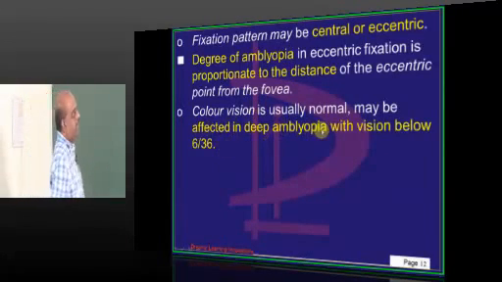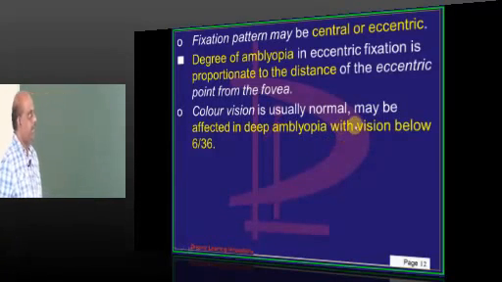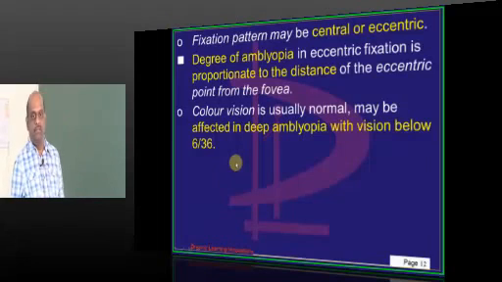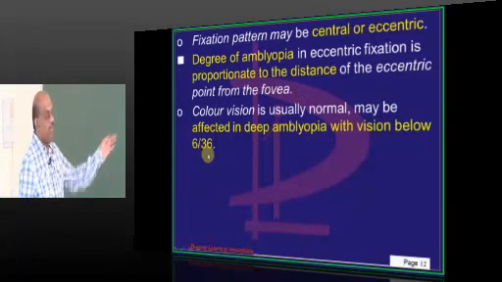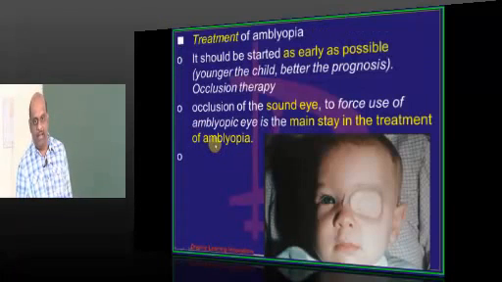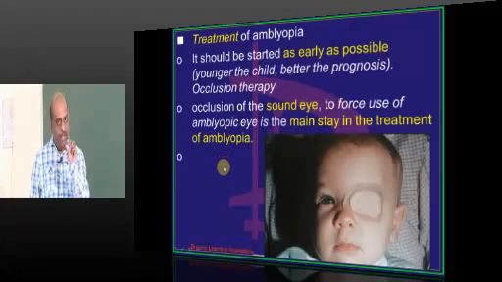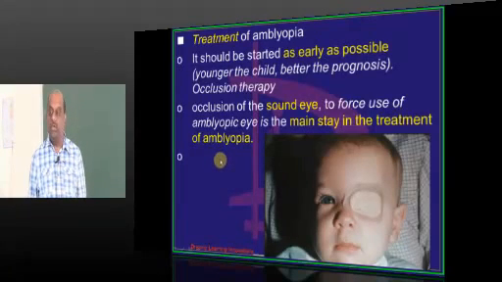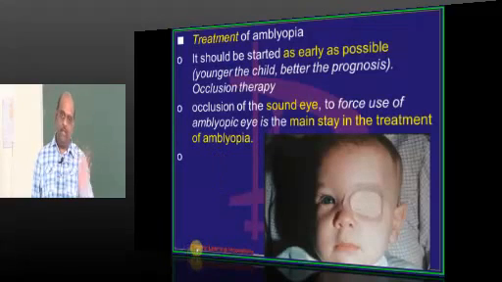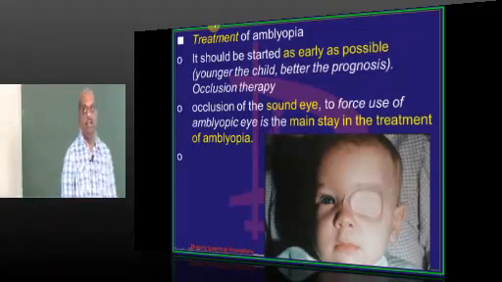Then how is the color vision? Usually it is normal, but in deep amblyopias with vision below 6/36, even the color vision gets affected. Color vision is mainly by the cones. Cones are highly dense in the central part of the fovea. So that's the reason it is normally not affected, but in severe amblyopias even color vision is affected. So how do you basically treat amblyopias?